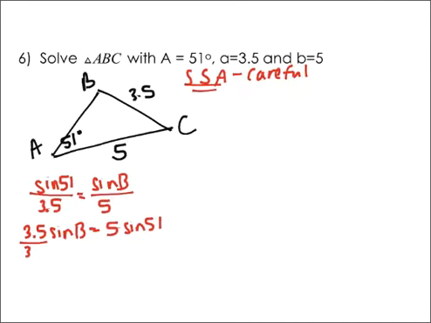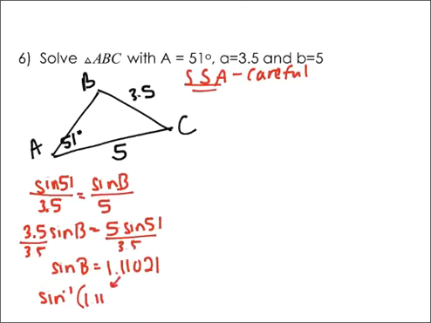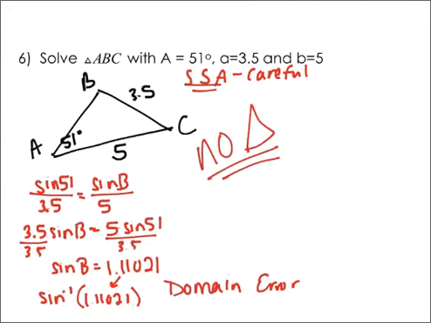Divide both sides by 3.5, and we get the sine of angle B. This time it's going to be equal to 1.11021. All right, if you do the arc sine and copy that number in, you're going to get a domain error, which right away tells me that this is not going to work. There's no triangle. So there's no possible triangle with the given information.